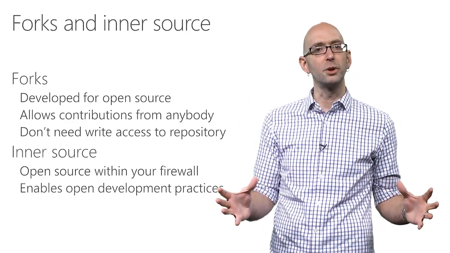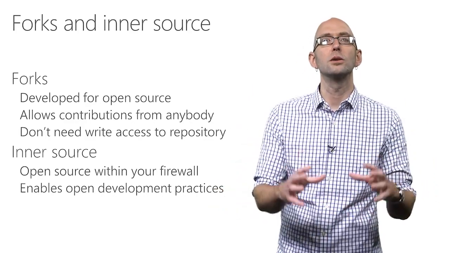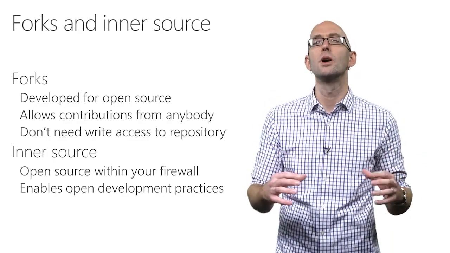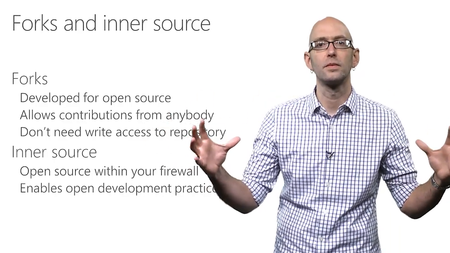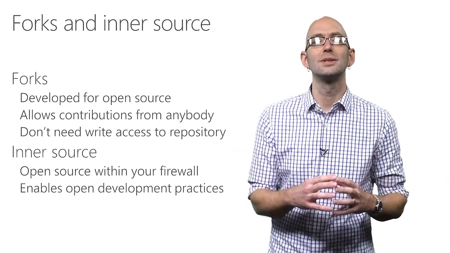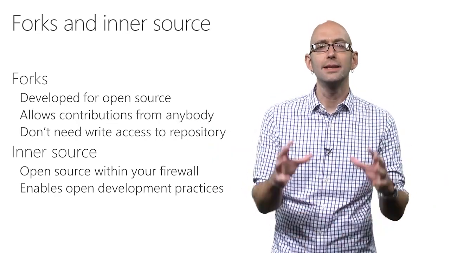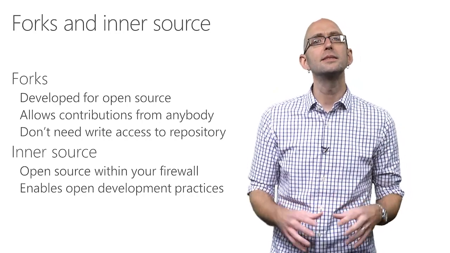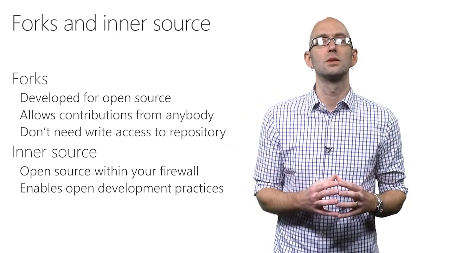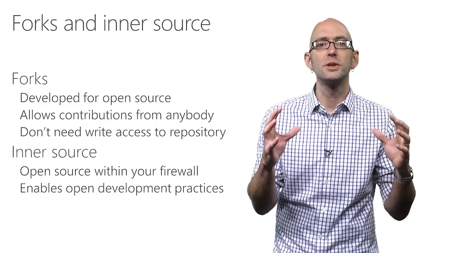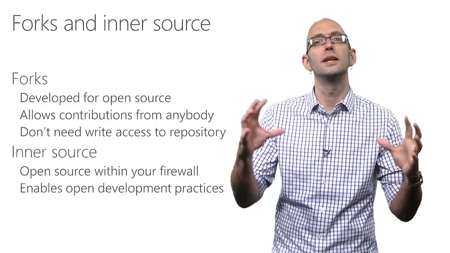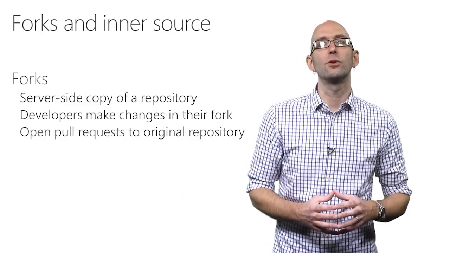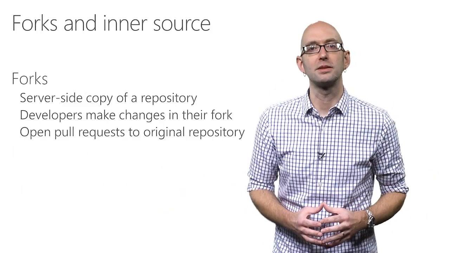In open source communities, pull requests are used along with a technology called forks in order to enable contributions from anybody in the world. And you can use these same workflows inside your firewall, inside your enterprise, on your closed source projects. This is a technique called inner source, and it allows you to take advantage of open source development practices within your company. Creating a fork means that you create a server-side copy of a repository.